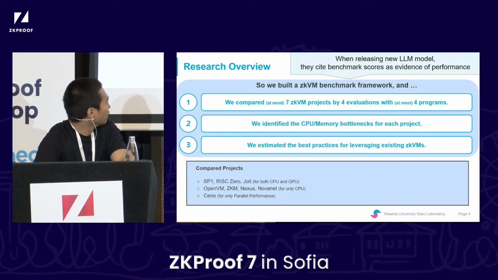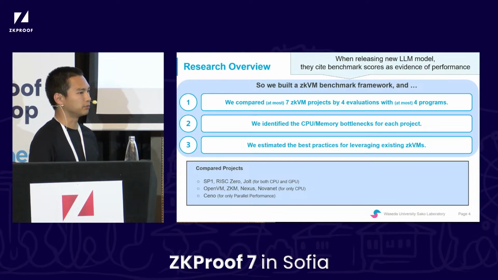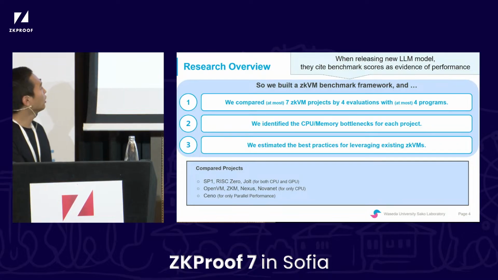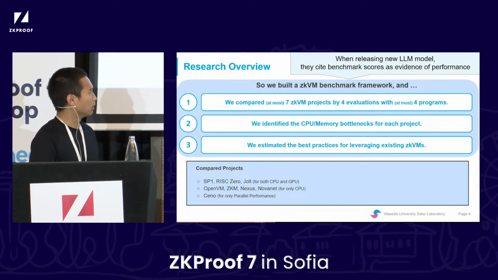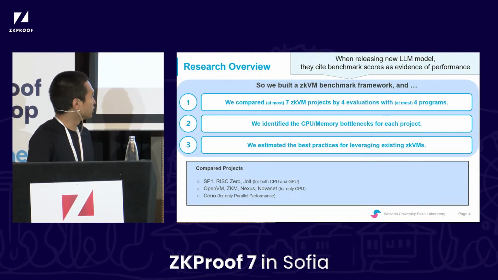We compared mainly 7 projects: SP1, RISC-0, and Jolt for both CPU and GPU implementation, and OpenVM, ZKM, Nexus, and NovaNet for only CPU, as they don't yet have GPU implementation, and Ceno for only parallel performance for 100K Fibonacci, as they don't yet have SDKs.